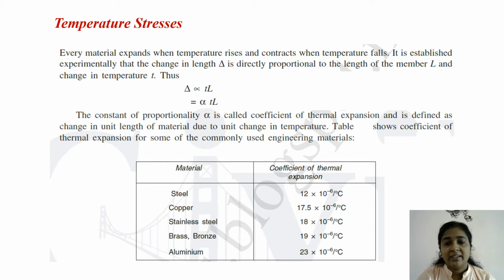That is, delta is proportional to the change in temperature T and the length of the member. The constant of proportionality is alpha, and it is called the coefficient of thermal expansion. We can define the coefficient of thermal expansion as the change in unit length of the material due to unit change in temperature. This table shows the coefficient of thermal expansion of different metals: steel, copper, stainless steel, brass and aluminium.